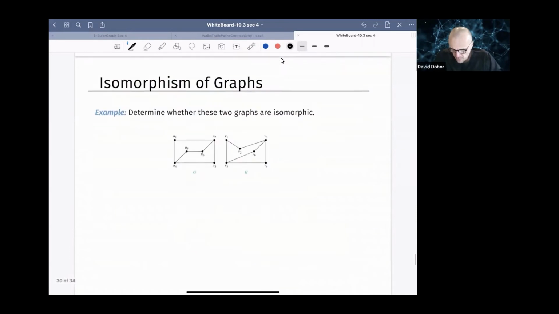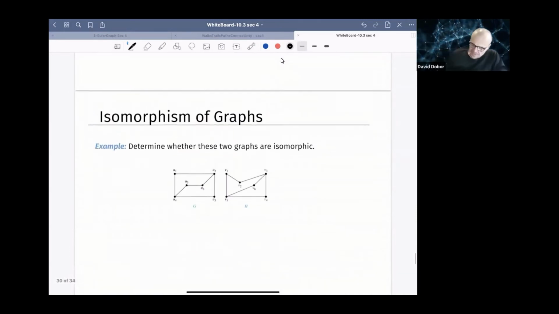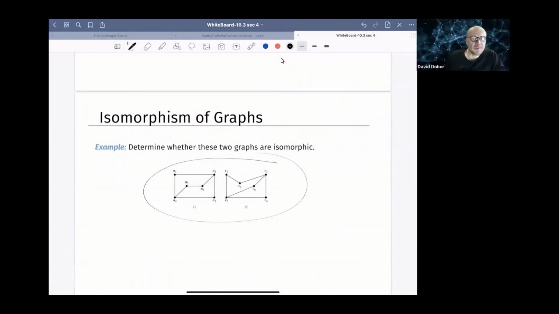Okay, so let's move on. This is slightly simpler. Are these graphs isomorphic?